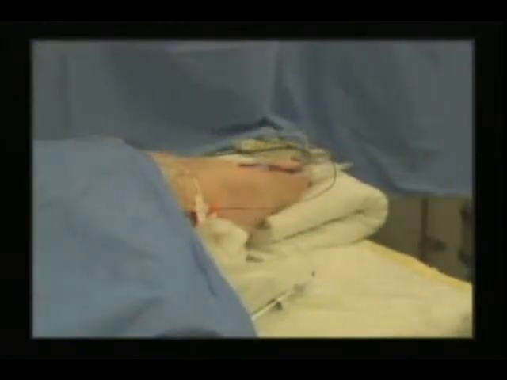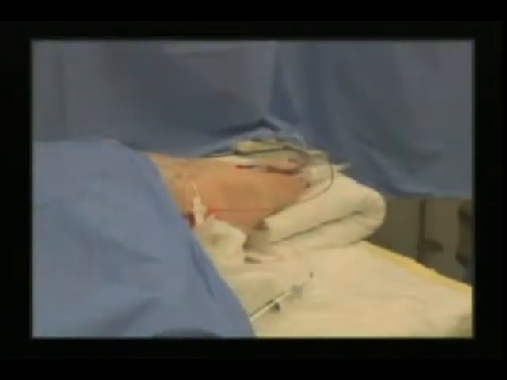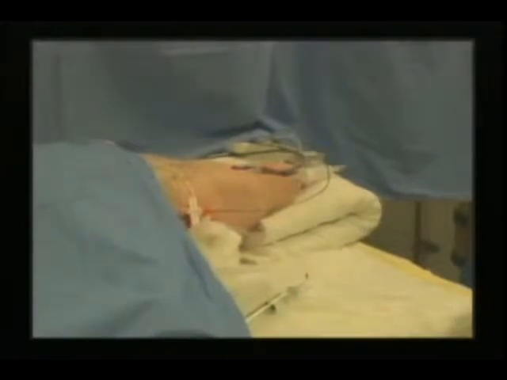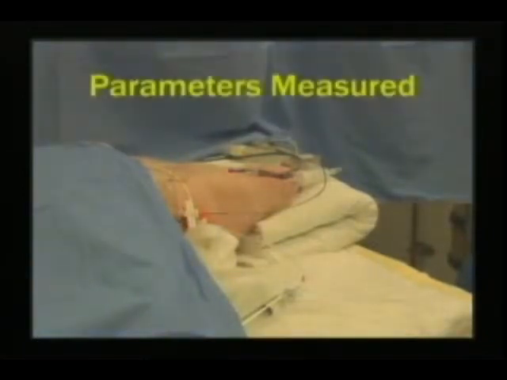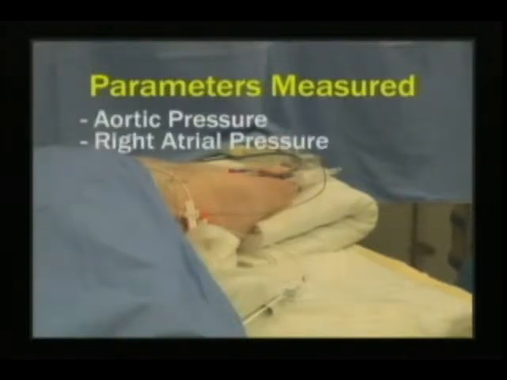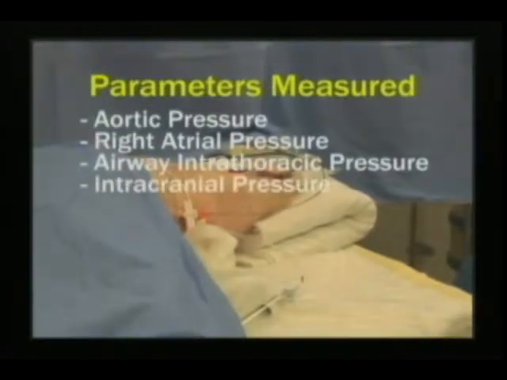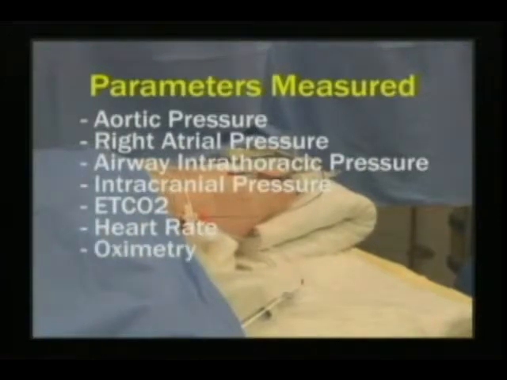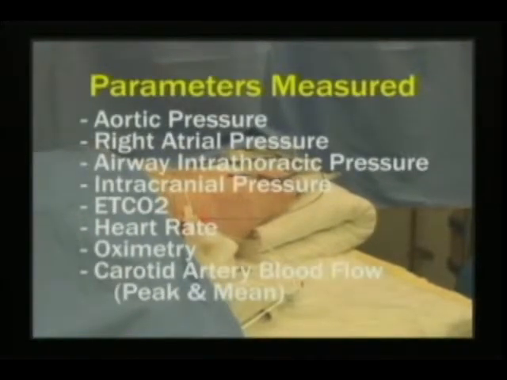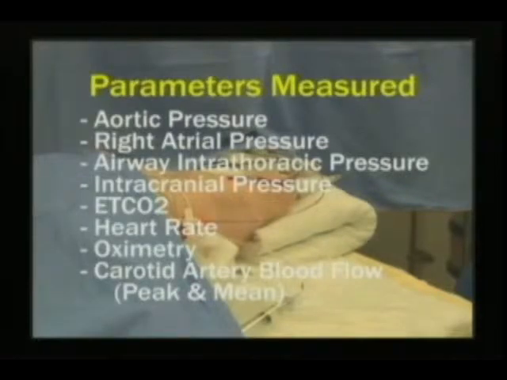The purpose of this pig video is to demonstrate the use of the ResQGuard for the treatment of hemorrhagic shock. This pig, which weighs about 28 kilograms, is instrumented so that we can measure a variety of different parameters, including the aortic pressure, right atrial pressure, airway pressure, and intracranial pressure. In addition, we measure end-tidal CO2, heart rate, oxygen saturation, and carotid artery blood flow with a blood flow probe attached to the carotid artery.